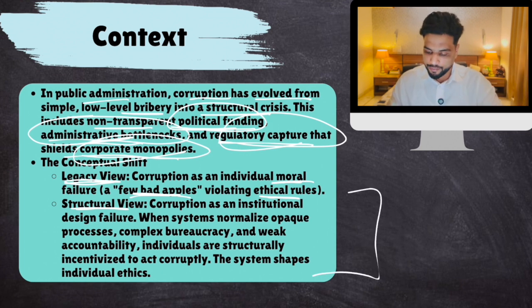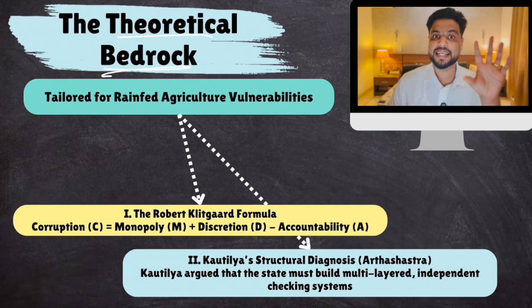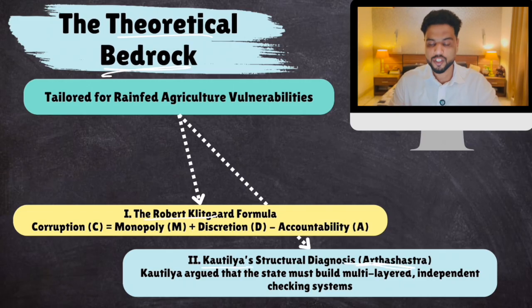Okay. Now first let's talk about the theory. What is the theoretical bedrock of this? Do you know this view that corruption is a systemic issue was not just given by Western social scientists. It was also given by Kautilya in his Arthashastra. Okay, we'll talk about this. But first, let's talk about the theoretical foundation of this view that corruption is a systemic issue, structural issue.